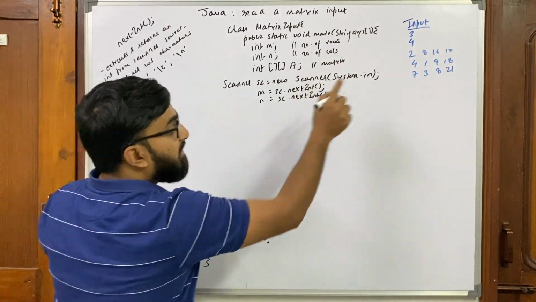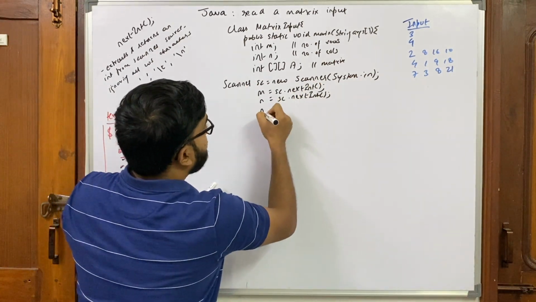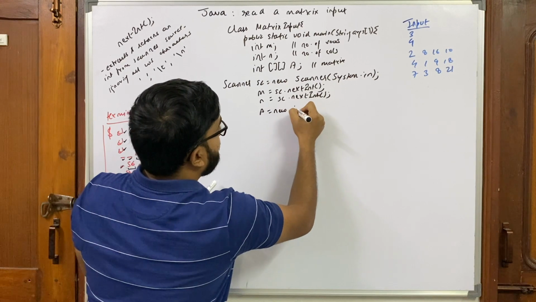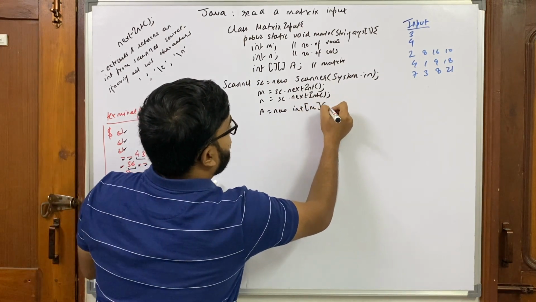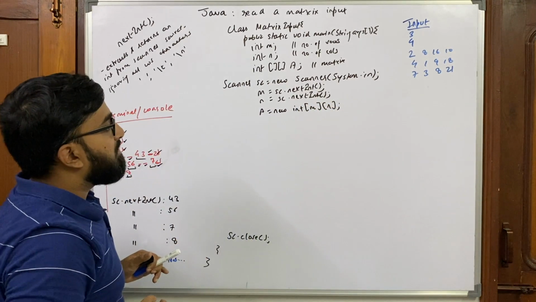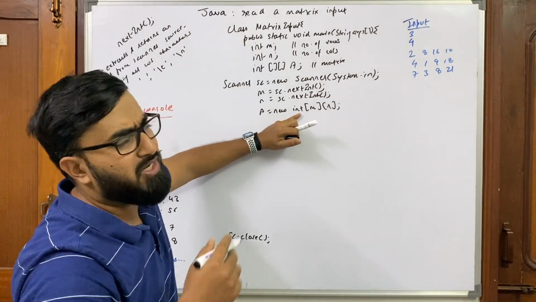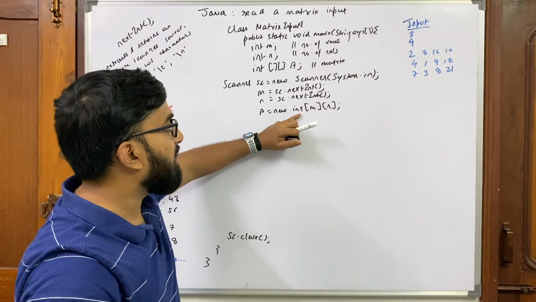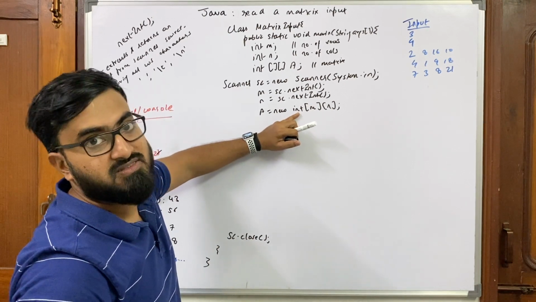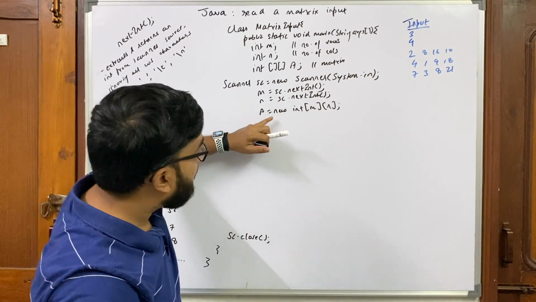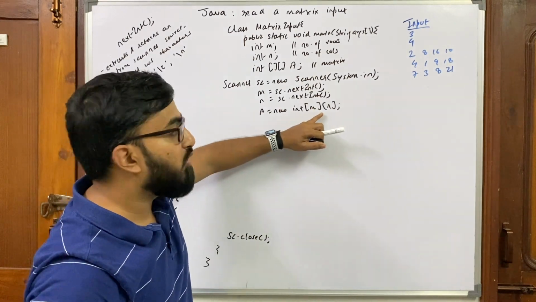So before we can read values into our matrix, we create this matrix. We create this 2D array, with number of rows and number of columns. When you create an array in Java whose data type is int, be it 1D array, 2D array, 3D array, the default values at all locations are 0. So you don't have to explicitly initialize each of the locations to 0.